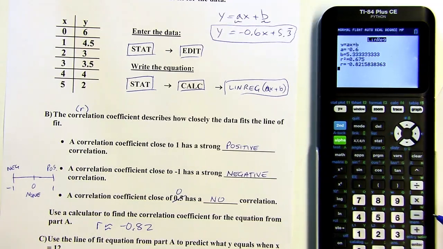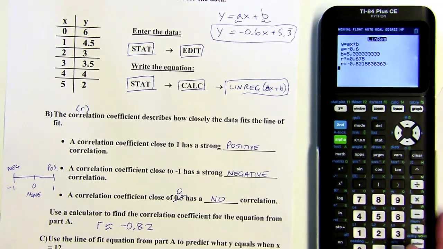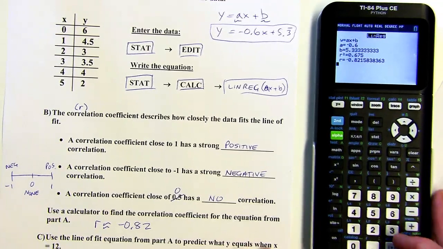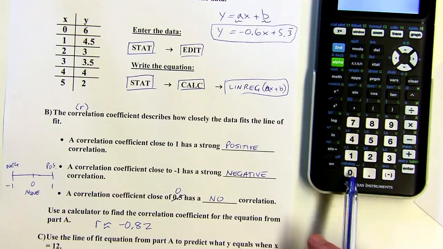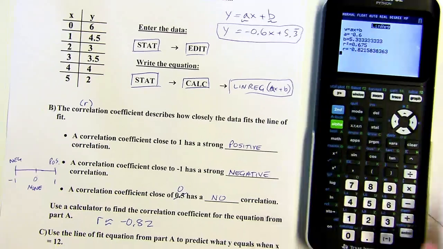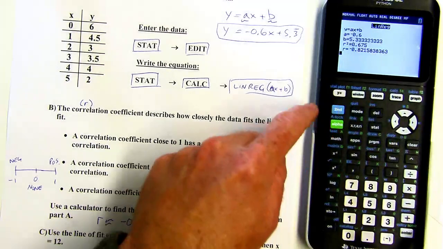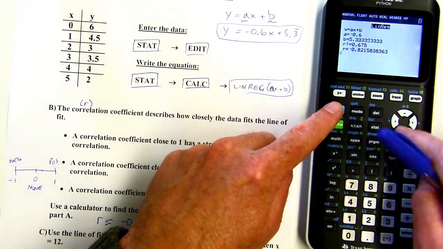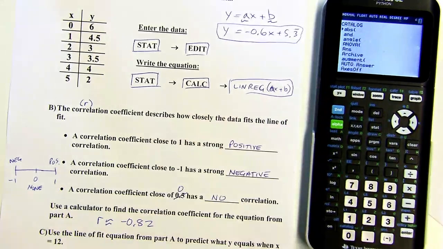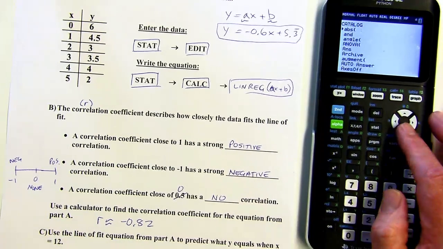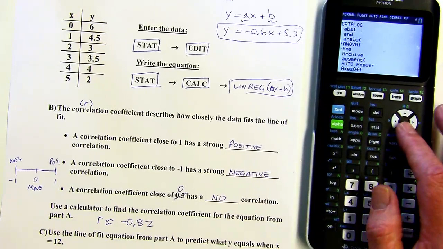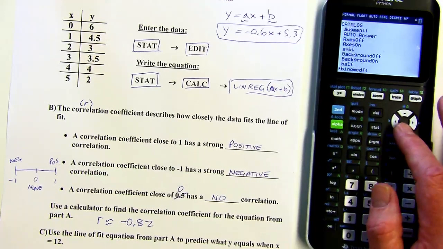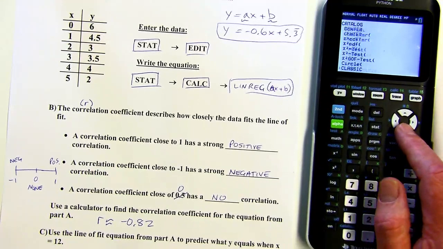So you're going to go to the catalog. It's just on these types of calculators, but there's little blue writing right above the 0. It says catalog. So I'm going to hit the second button to use that blue writing that's above the number 0. So I hit second and then 0. This is my catalog, and then I'm going to go find diagnostic on. It's going to take some scrolling, and my diagnostic is already on.